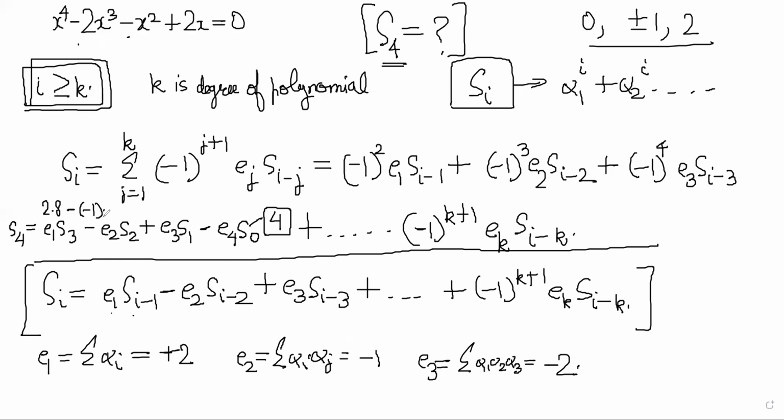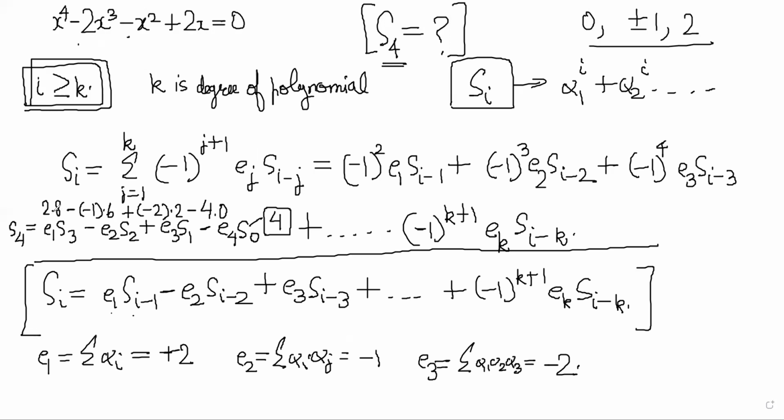S2 was what? S2 was sum of squares of all the roots. So 4 plus 6, S2 was 6. Plus E3 is minus 2. And S1 is basically sum of all the roots. Sum of all the roots is 2, minus 4 E4. E4 is the product of the roots, right? And product of the roots, you will realize here is 0. So this part is gone.